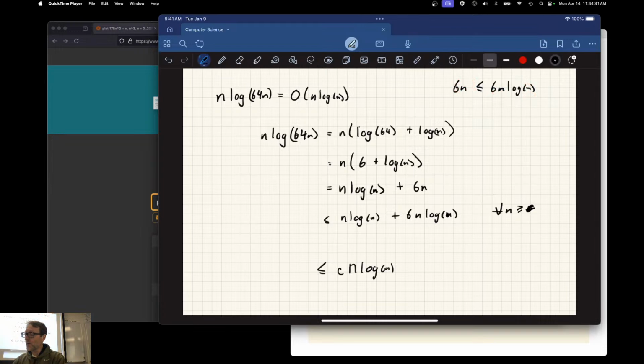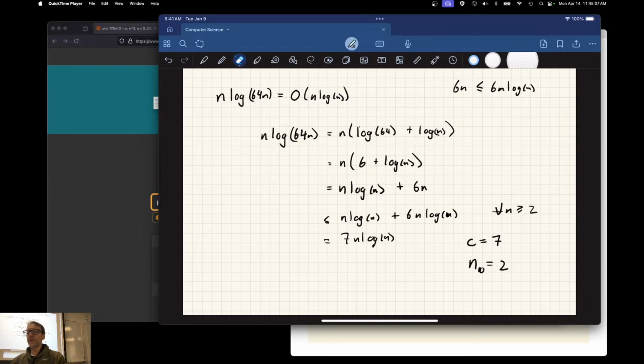So you do have to be careful here, right? Especially when you're working with logs and exponential functions or whatever. This is only true for all n greater than or equal to 2. So this is equal to 7n log n. And for c being 7, and careful, n naught is now equal to 2. Not 0, not 1. It's okay to push it over a little bit if you need to make all these definitions work. Remember that there are an infinite number of pairs. You just need to find one pair, that is.